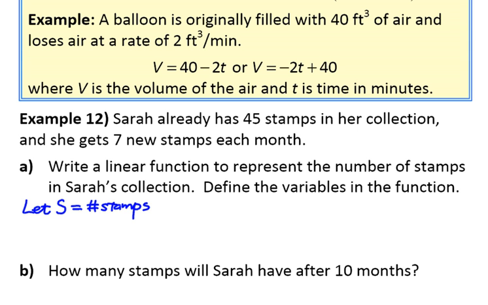She gets 7 new stamps each month. Oh, look, that's really a rate, isn't it? Those of you who talked about rates, you can see that, stamps per month. And so if we've got stamps per month, we're going to need to multiply that by the number of months to change it into stamps. So we'll let M be equal to the number of months.